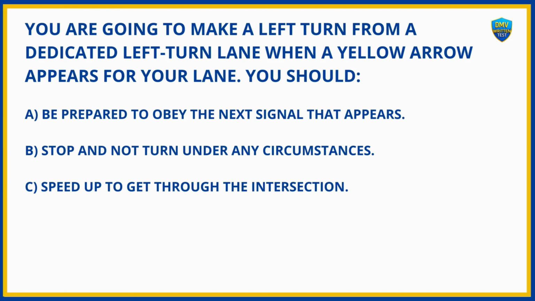You are going to make a left turn from a dedicated left turn lane when a yellow arrow appears for your lane. You should A. Be prepared to obey the next signal that appears. B. Stop and not turn under any circumstances. C. Speed up to get through the intersection. And the answer is A. Be prepared to obey the next signal that appears.